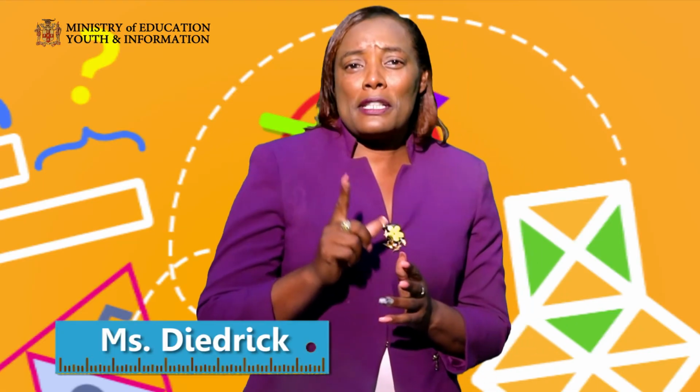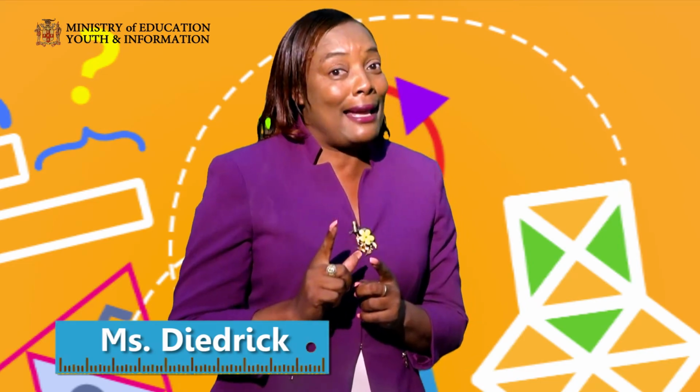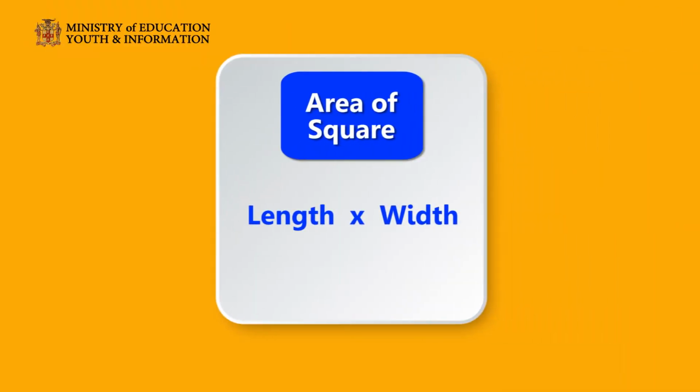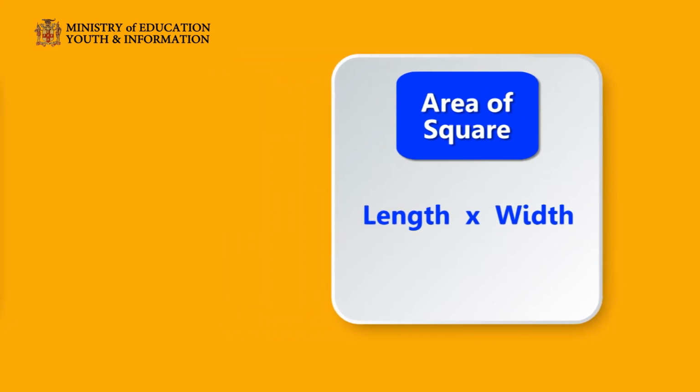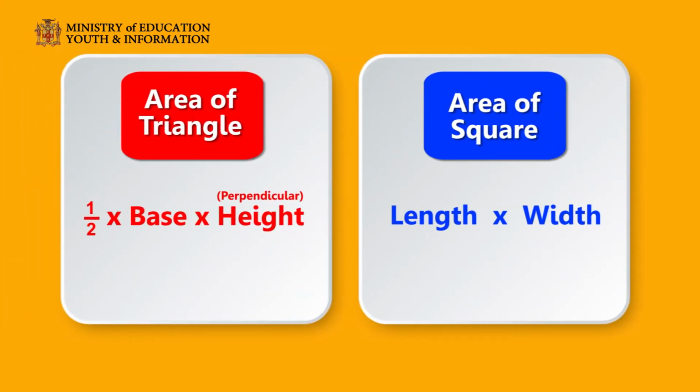The area of the square can be found by multiplying the length times the width. And the area of the triangle can be found by multiplying a half times the base times the perpendicular height.